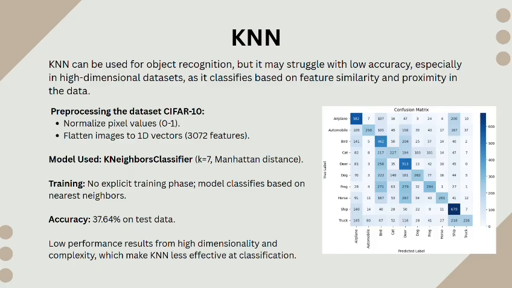We used KNN for object recognition on the CIFAR dataset. After normalizing and flattening images, we applied KNN with k-value 7 using Manhattan distance. Since KNN classifies based on neighbors, there is no real training phase. We got 37.64% accuracy. The confusion matrix shows a lot of misclassifications, especially among similar looking classes like cats, dogs, and birds, which highlights that KNN struggles with high dimensional data like CIFAR.